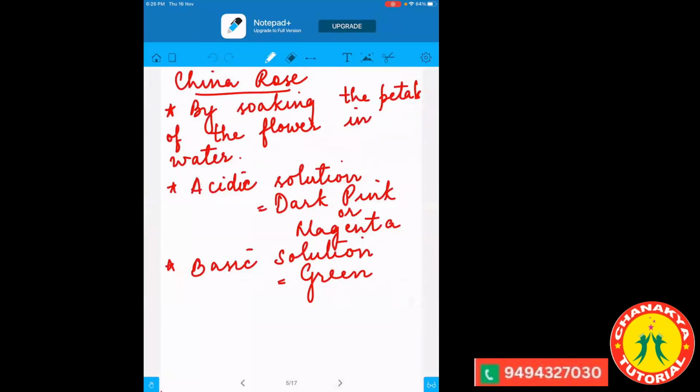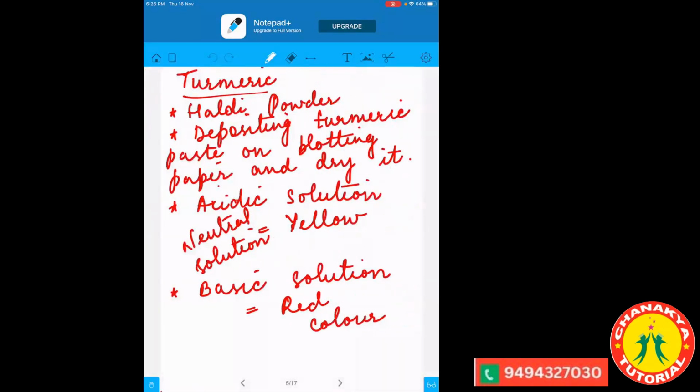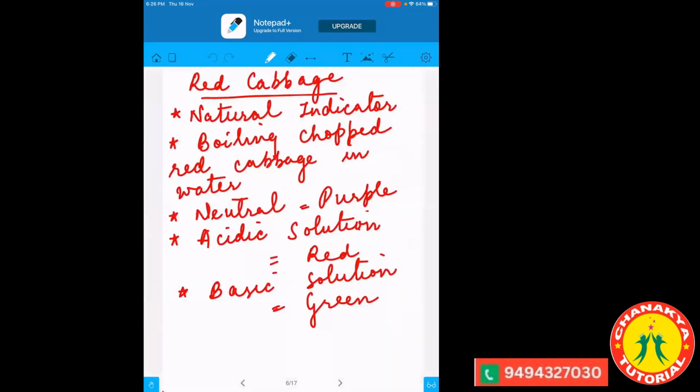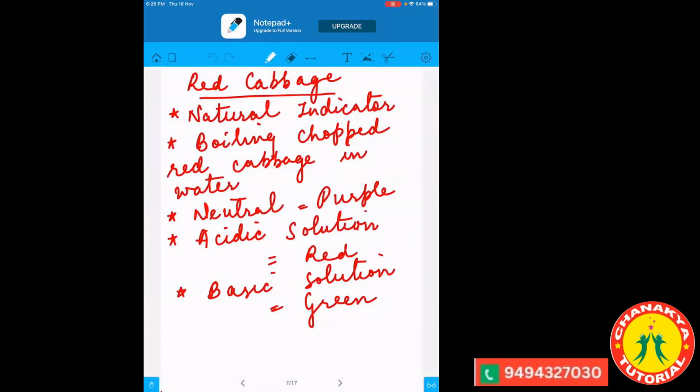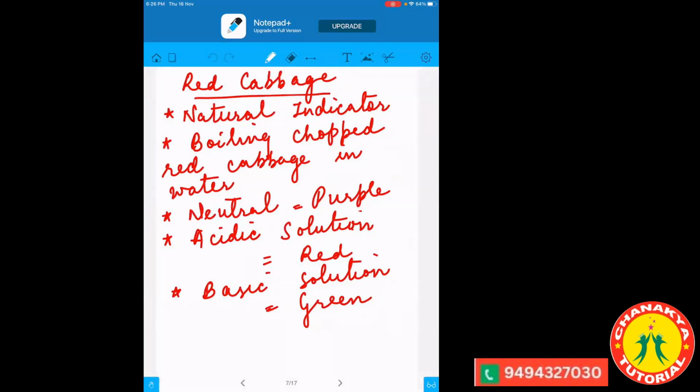China rose is obtained by soaking the petals in water. In the acidic case, it will be pink or magenta in color, and in the basic case, green. Turmeric is obtained by drying it with the help of blotting paper. In acidic and neutral solutions, it stays yellow in color, and in basic condition, it turns red. Then red cabbage: generally it is purple in water, but in acidic it changes to red, and in basic it turns green.